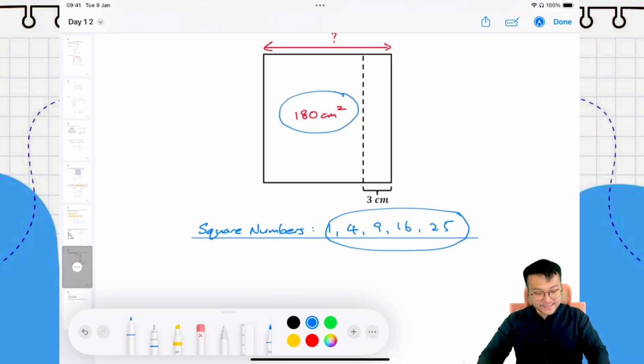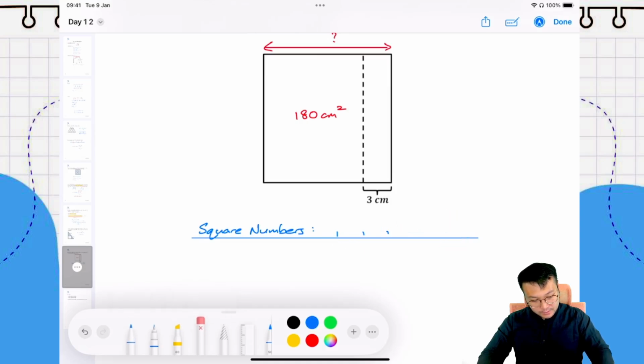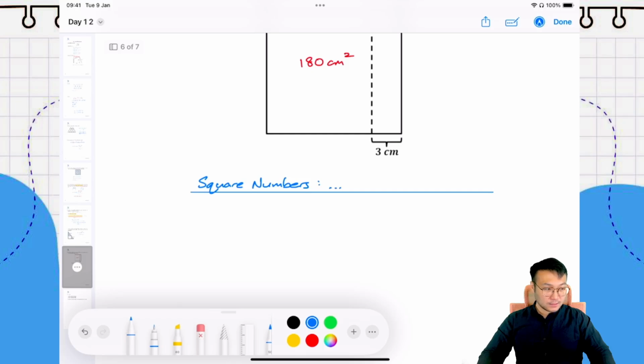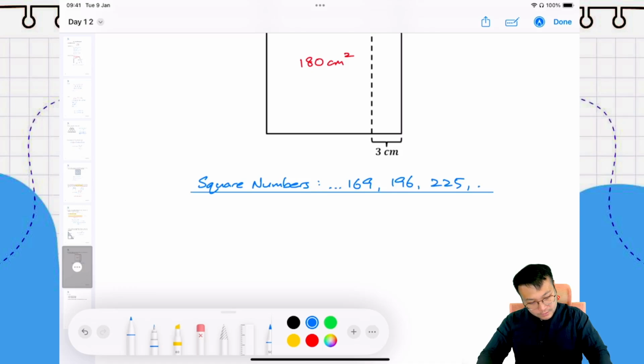Because this is already 180. So do you think that it cannot be, right? Too small, right? So you need to write down the square numbers which are bigger than 180, correct? Yes. Okay, so let's write down some square numbers that are bigger than 180. 13 times 13 is 169. Oh, 169 is still too small. Never mind, let's write down 169. Then 14 times 14, 196. 15 times 15. Then it goes on. Now, do you think it can be 169? No. Too small, right?